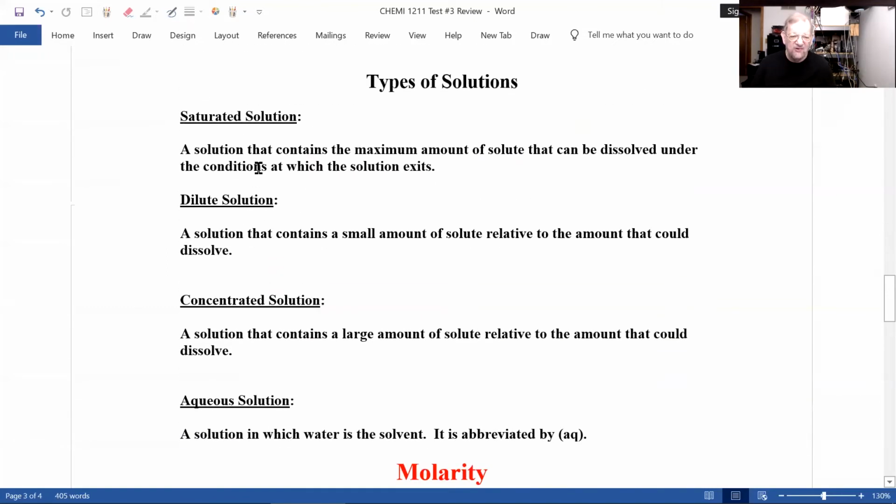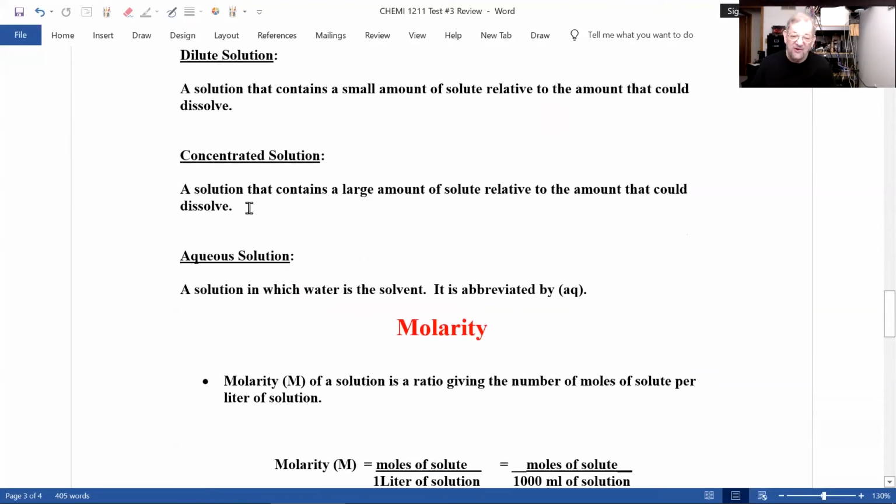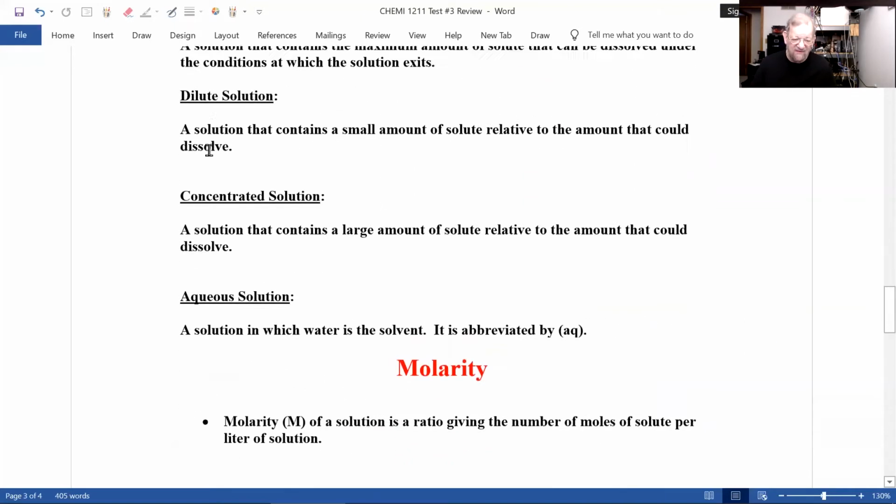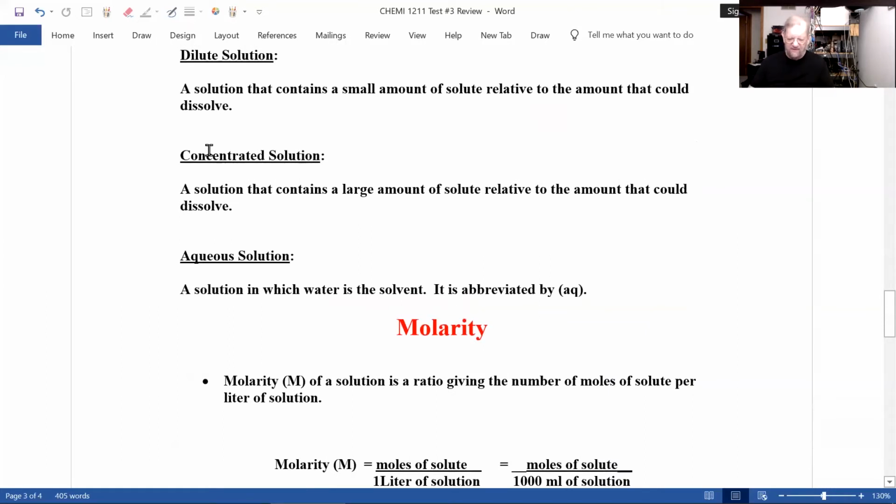Now, saturated solutions contain the maximum amount that can be dissolved under those conditions. A dilute solution contains only a tiny amount of solute dissolved in that solvent. Concentrated means you have a lot, but not at the saturated solution level. Finally, you should know that an aqueous solution is a solution in which water is the solvent, and that's indicated by bracket AQ, close bracket.